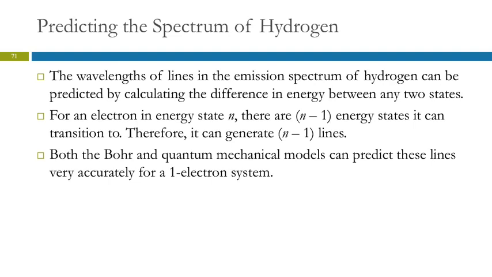For an electron in some energy state n, there are n-1 states that it can go to, right? So if it was on the third level, it can go to the second or the first, right? There's only two possibilities. So it can generate n-1 lines. So if it was on the third level, it could generate 2 lines. It can't generate any more. And the Bohr model and the quantum mechanical model both predict those lines very accurately for one electron systems, which is hydrogen.